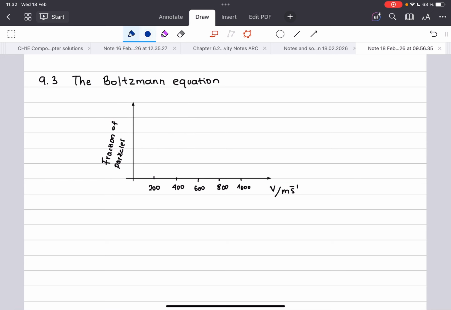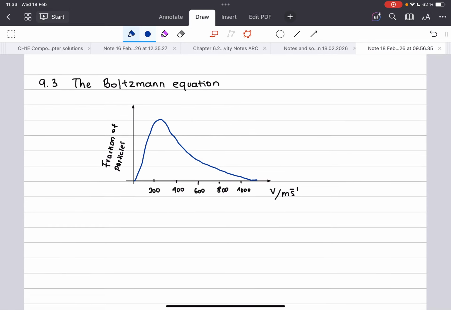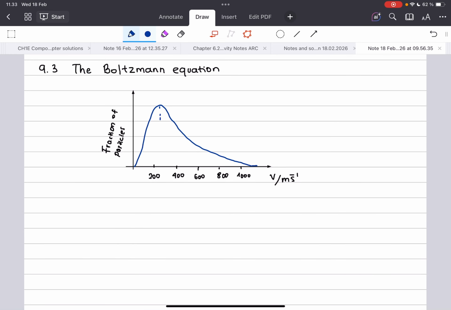Now, the way that it looks is that it's not all of the particles, for example, that will have a speed of 1000 meters per second. So you don't see a peak here. What you see instead is a little curve, and that means the particles in the gas have different speeds, but most of the particles have a speed of about, in that case, 220 meters per second, right?